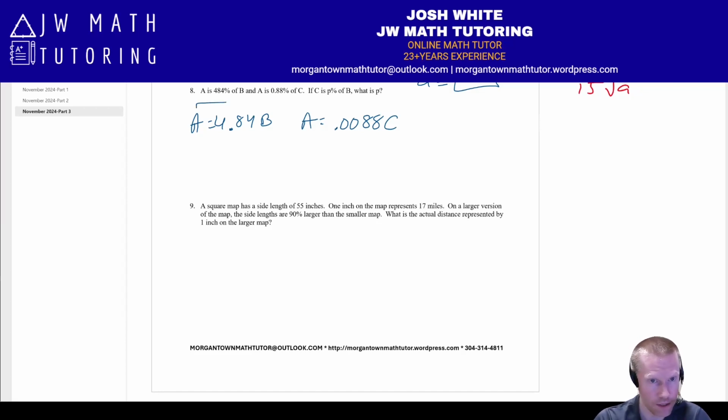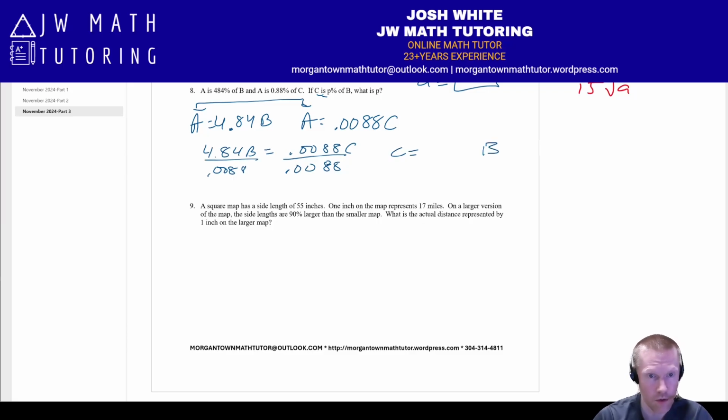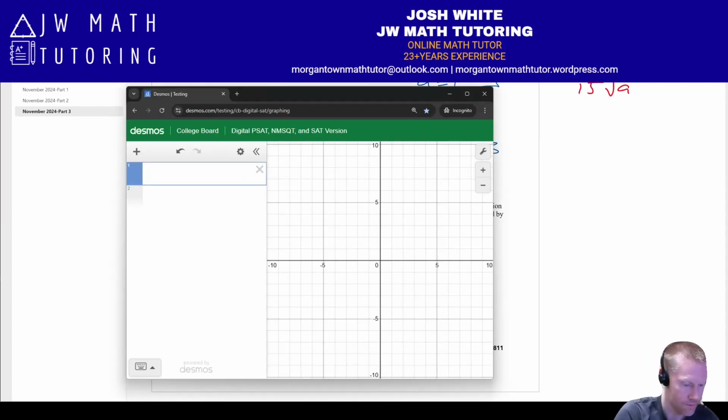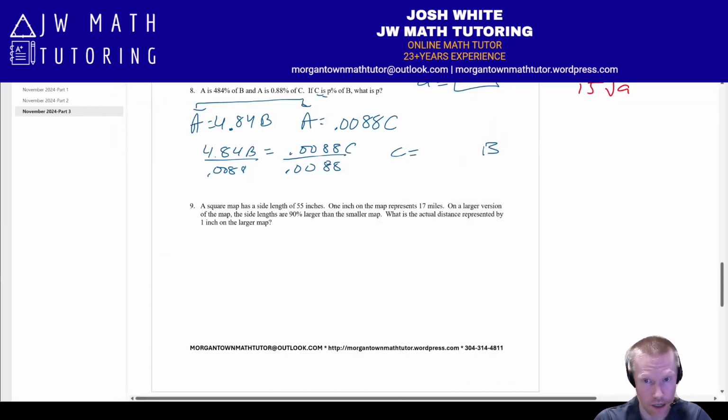So we can set these two equal now because they're both equal to A. So we can do 4.84b equals 0.0088c. And again, the way this is worded, it says C is P percent of B. That means we want C alone on one side and every other number on the other side. So I would divide this by 0.0088. So C is going to equal whatever 4.84 divided by 0.0088 is. Okay, 550 times B.